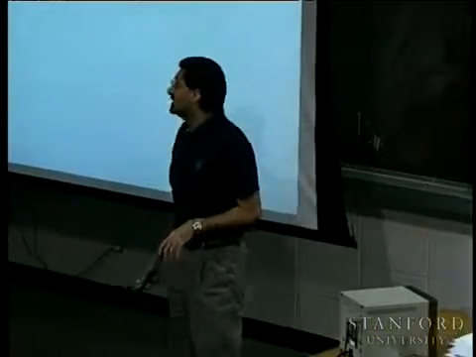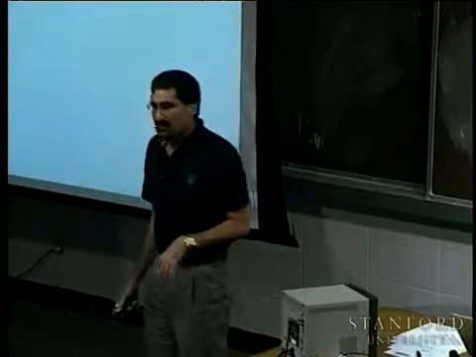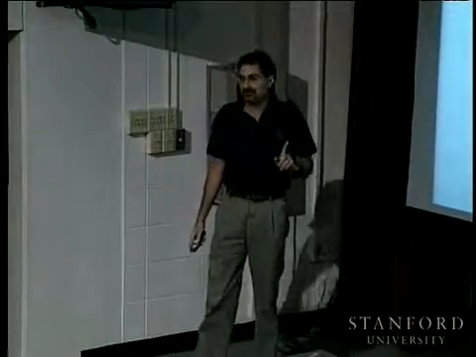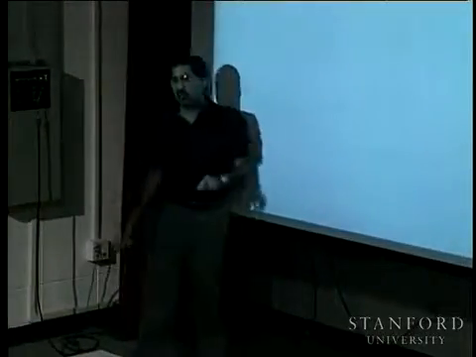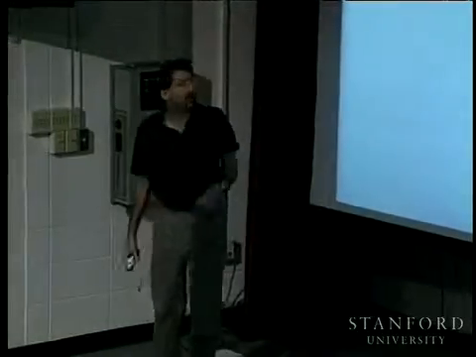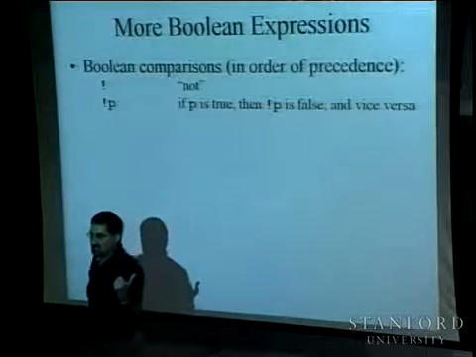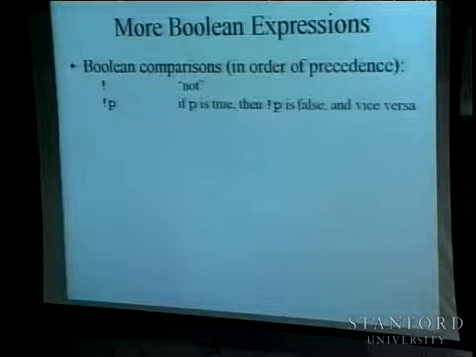Okay? Now, Boolean comparisons in order of precedence. It turns out there's a bunch of operations you can do on Booleans. There's an operation which is the bang, or the exclamation point, which means not. That's logical not. So if you're a logic person, this is familiar to you. If you're not a logic person, I'll tell you what it means. If you put not in front of some Boolean expression or some Boolean variable like P, if P is true, then not P is false, and vice versa.